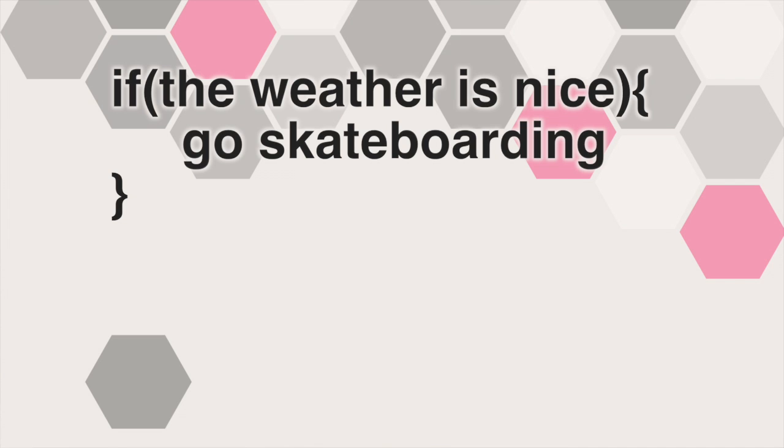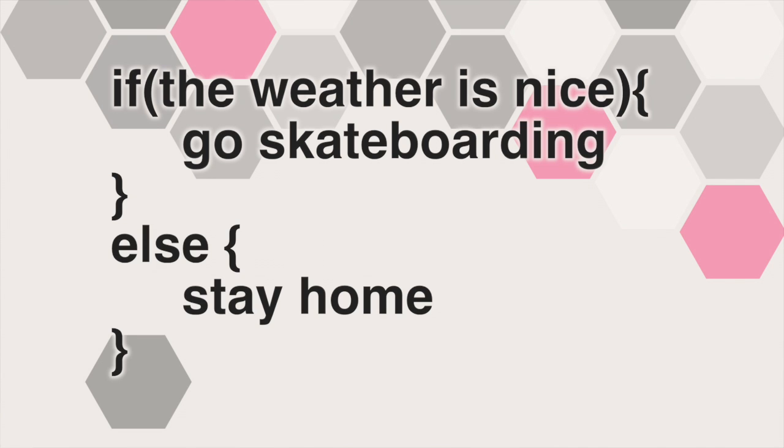We might create what's called an else statement to catch what happens if that statement's not true. So you'd say, if the weather's nice, let's go skateboarding, else, let's stay home. So staying home would be what happens if the weather's not nice. The statement is false, it skips the skateboarding and goes to let's stay home because that's what's in the else statement.